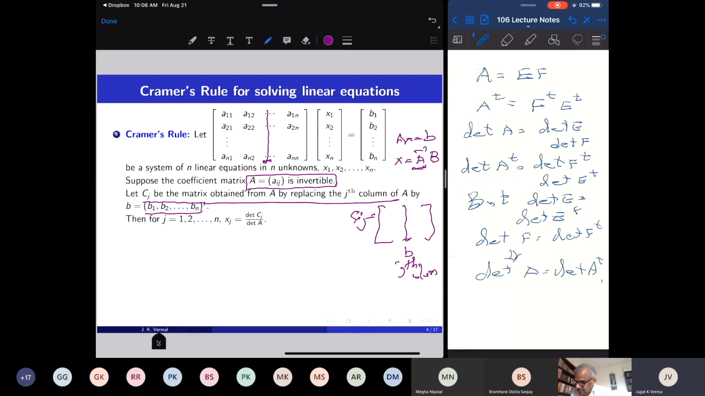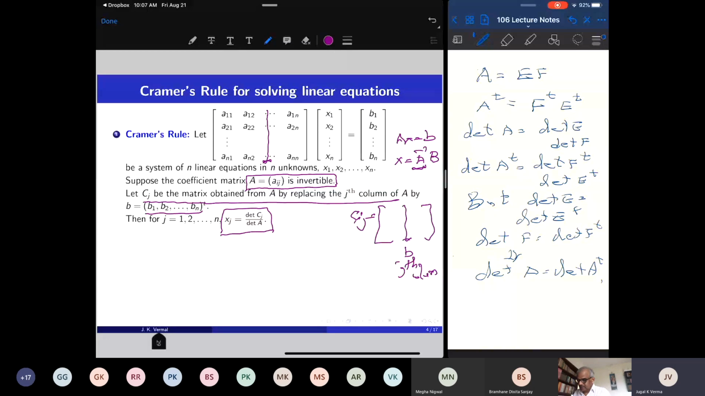Okay. Then Cramer's rule says that xj is equal to determinant of Cj divided by determinant of A. It's a very neat formula. Given the coefficient matrix, when the coefficient matrix is invertible, I replace the jth column by the vector B. B is the known quantities. So replace the jth column by the vector B. I get this matrix Cj. Then find its determinant. Find the determinant of A. Then xj is determinant of Cj over determinant of A.